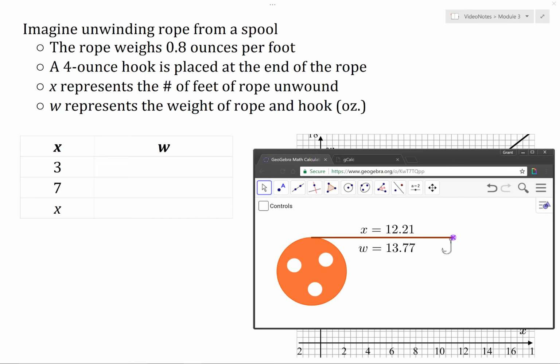So we will let X represent the number of feet of rope unwound. We'll let W represent the weight of the rope and hook in ounces. So as we unwind rope from the spool, both X and W increase. Now let's fill in a table of values showing a few pairs of X and W.